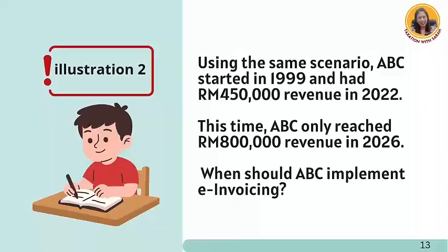Illustration 2. Using the same scenario, ABC started in 1999 and had RM 450,000 revenue in 2022. This time, ABC only reached RM 800,000 revenue in 2026. When should ABC implement e-invoicing?